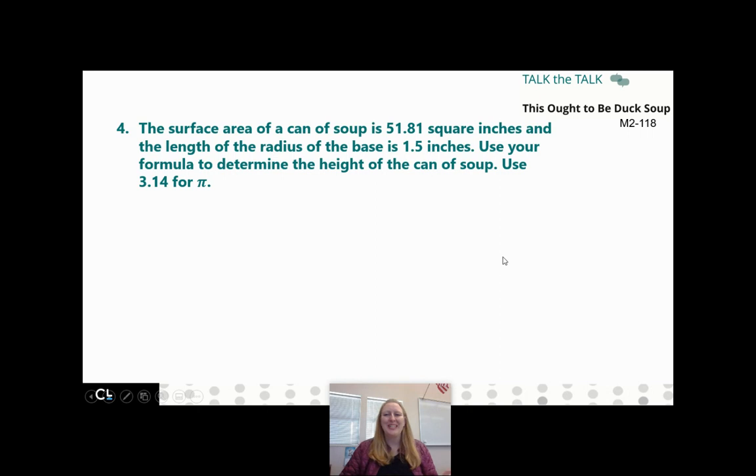So let's actually use it now. So now that we have our lovely formula, let's use it. The surface area of a can of soup is 51.81 square inches. The length of the radius of that base is still 1.5 inches. That has not changed. So I would like you to use that formula to determine the height of our can of soup. And don't forget to use 3.14 for pi. Go ahead and hit pause, plug in all your stuff, grab a calculator, work it out, and then hit play when you're ready to check your work.